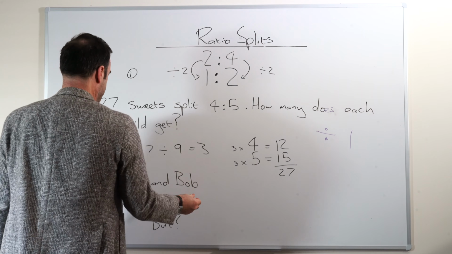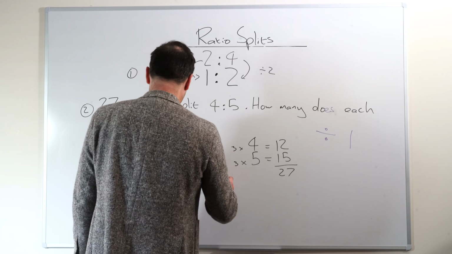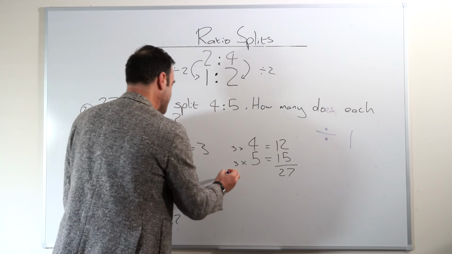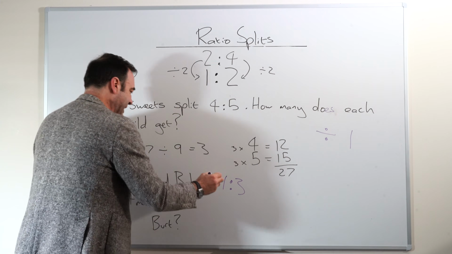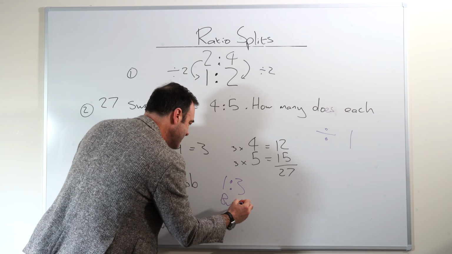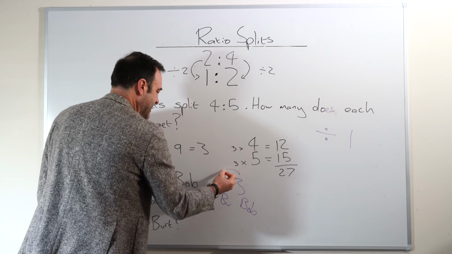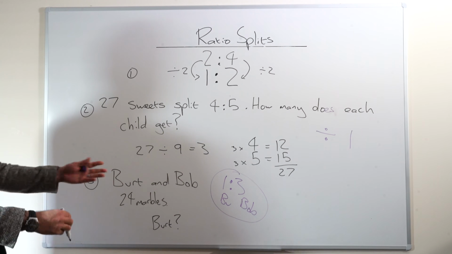Bert and Bob split 24 marbles. For every marble that Bert gets, Bob gets 3, for example. So that would be interpreted as this. For every marble that Bert gets, and I always label mine so I don't get confused, Bob gets 3. So if I see that as a worded question, I would write this down. Now we've got that, it's easy.